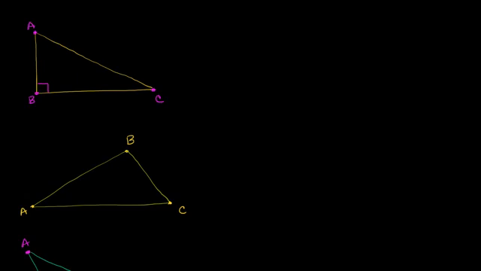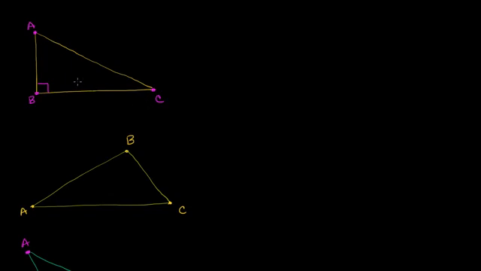We now know how to find the area of rectangles. What I want to do in this video is think about how we can find the areas of triangles. So we're starting here with a right triangle. It has a 90-degree angle right over here. Right triangle ABC. And let's think about how we can find its area.